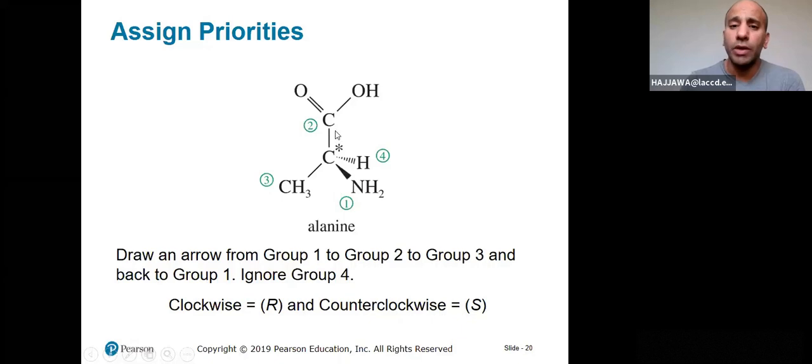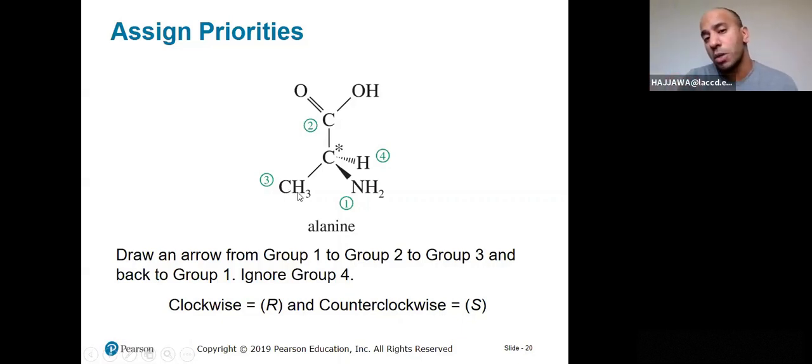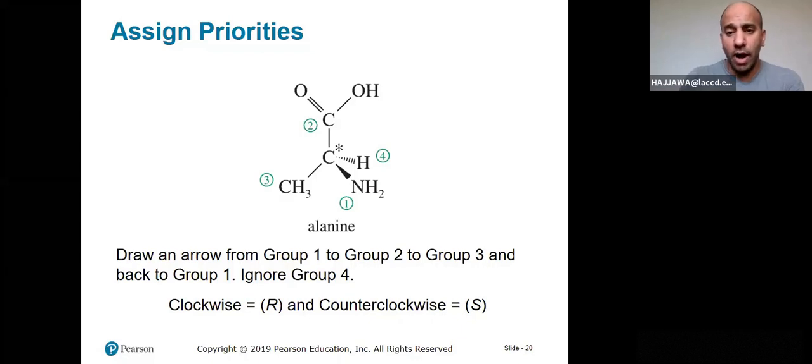Next, this carbon or this carbon? Well, both are the same. That means I have to look at what's attached to them now. This one has 3 hydrogens. This one has an oxygen and another. So definitely this would be heavier. So this would be number 2. Next would be number 3. Next would be number 4, which is the hydrogen. Usually hydrogen has the lowest priority because its atomic number is 1. What do I have now?